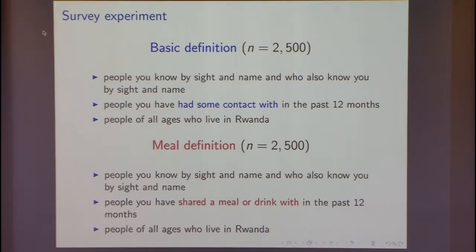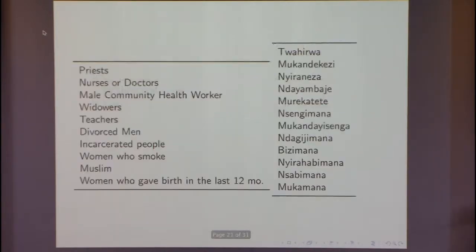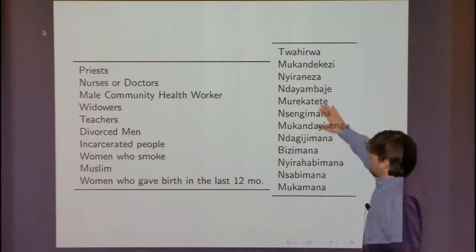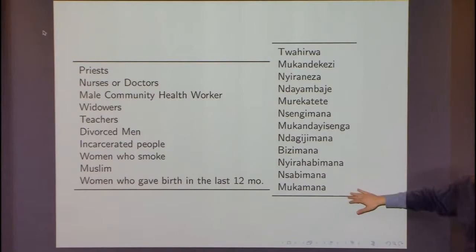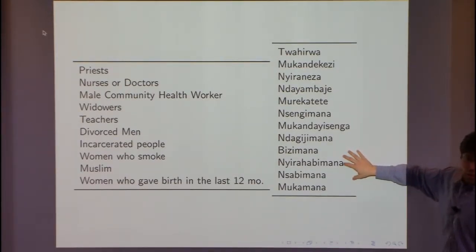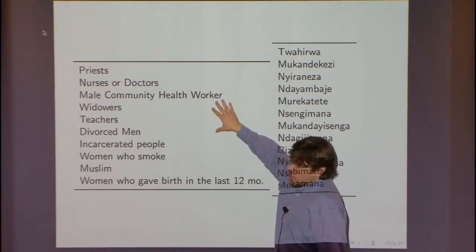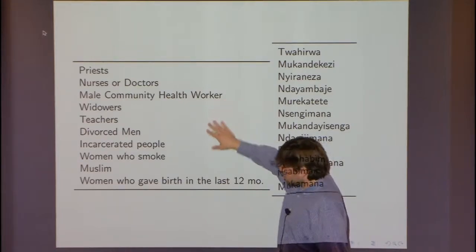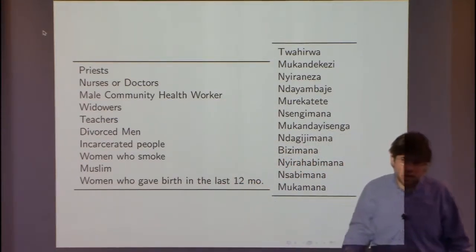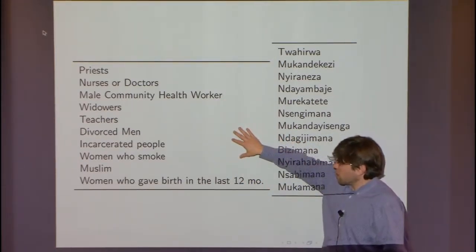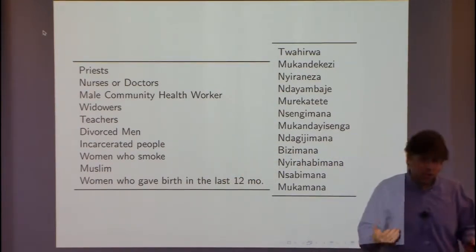So one of the first things we did when we got back the data was, let me tell you also quickly about the groups of known size that we use, because this is going to be important. We have 12 different names. These are names that are relatively common in Rwanda, and we know the number of people who have these names from the National ID database. And then these are groups defined by occupation or demographic status. And these are known through government records or through other large-scale surveys.